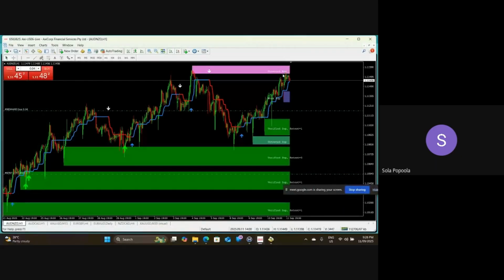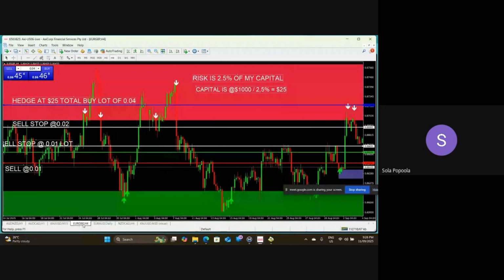So we have what we call trimming. Now, what am I going to do? You remember that when we entered at 0.04 here, there were lot sizes 0.02, 0.01, 0.01. As the 0.04 buy continues to go up, it's going to make more money than the 0.01 that is coming up. So you will use this profit of 0.04 to close. We call it partial closing.